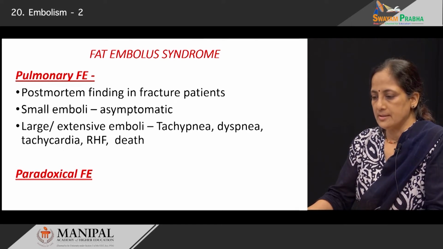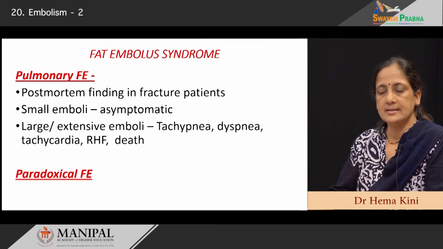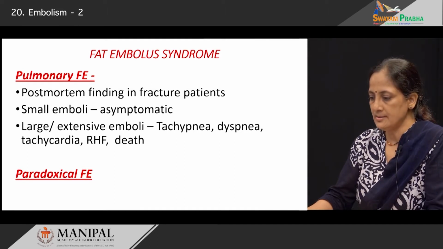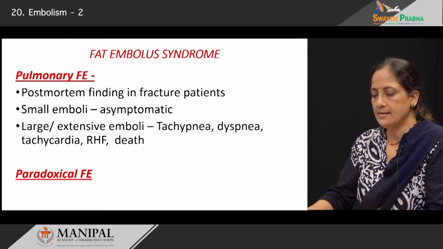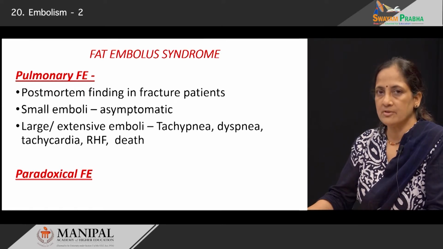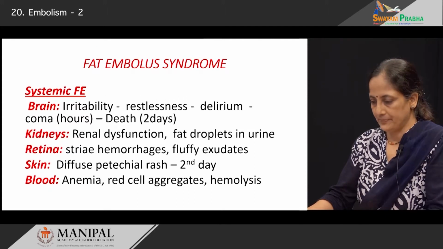Pulmonary fat embolism in turn is seen most often in patients with fractures. Small emboli are asymptomatic, large and extensive emboli go to the right side of the heart and then into the pulmonary circulation. This in turn causes tachypnea, dyspnea, tachycardia, right heart failure and death. As with all other emboli, if the pressure in the right heart increases, patent foramen ovale when present facilitates the movement of fat emboli from the pulmonary side of the circulation into the systemic circulation.